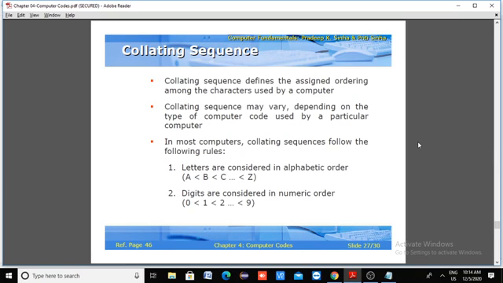The next one is collating sequence. What is the collating sequence? Collating sequence defines the assigned ordering among the characters used by computers. You already know the keyboard has various characters placed on it.